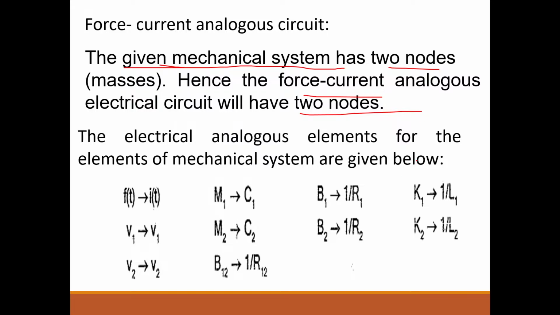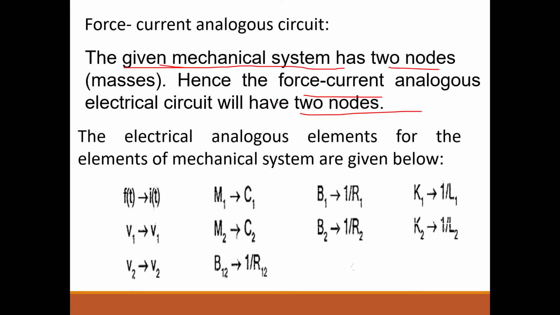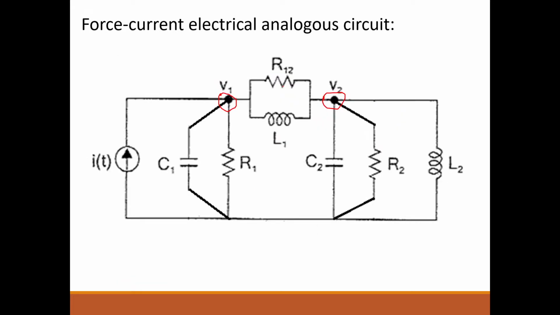So what you people have to do is just mention two nodes, node 1 and node 2. You can write down their node voltages V1 and V2 at those nodes. We already know from the previous slide that V1, V2 are there. So just put a dot here, put a dot here, and write down V1 and V2.